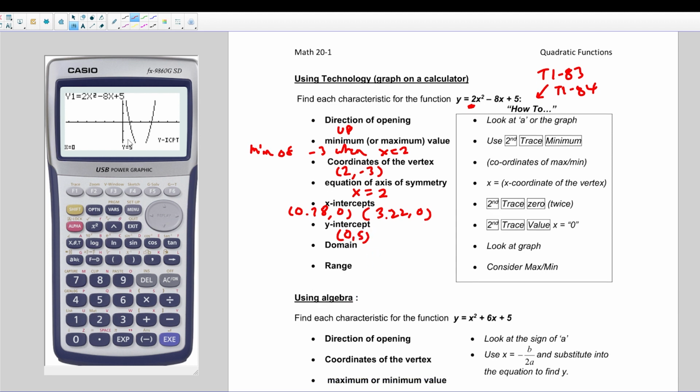For your domain and range, we're gonna see that your graph is gonna go infinitely towards the left and infinitely towards the right. So we know that we have x such that x is an element of the real number system. And then for your range, we already talked about your minimum value of -3. So we can state that your range is y such that y is greater than or equal to -3, and y is an element of the real number system.